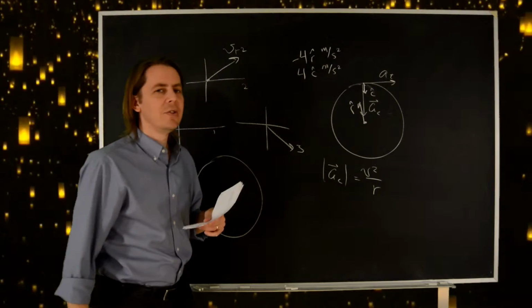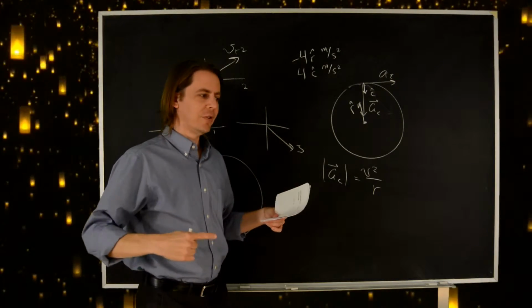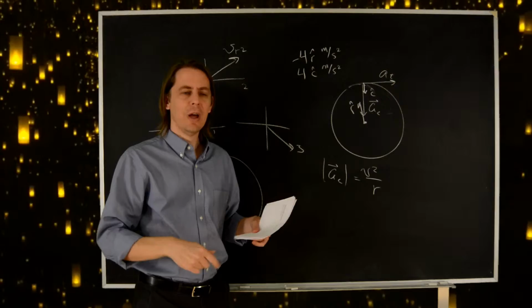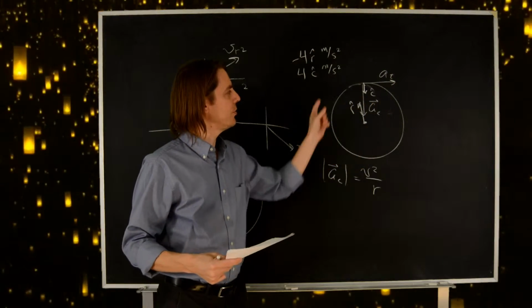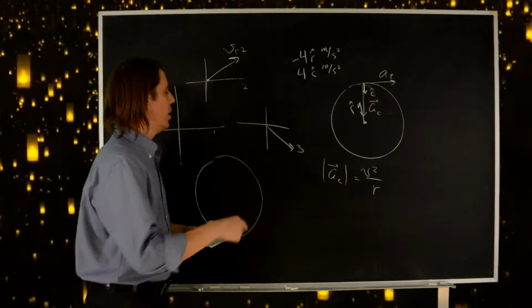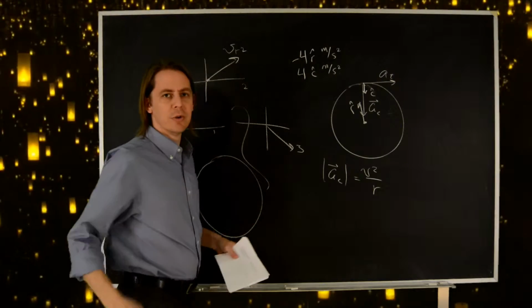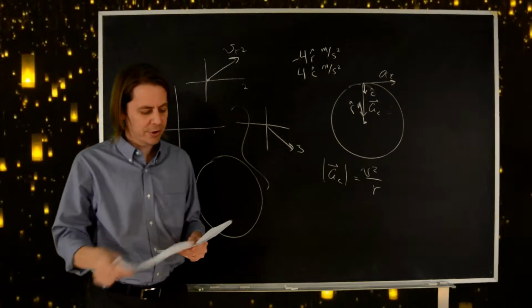The only difference between a_c and a_r is 1 points out from the circle, 1 points into the circle. And centripetal we usually associate with circular motion. Radial can be any arbitrary motion. You can think about the radial component.